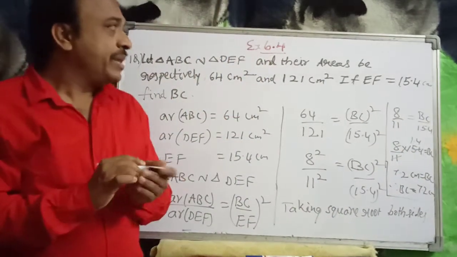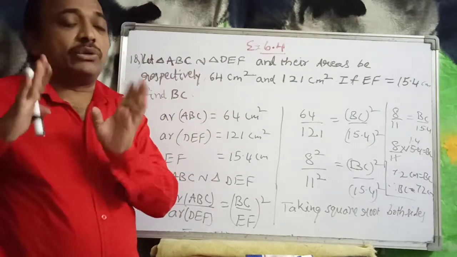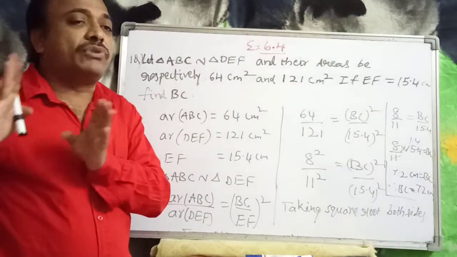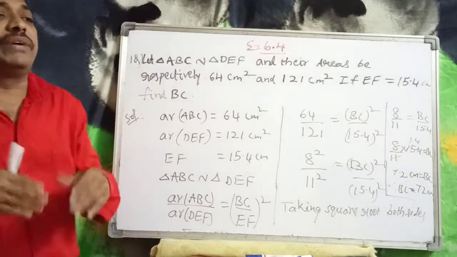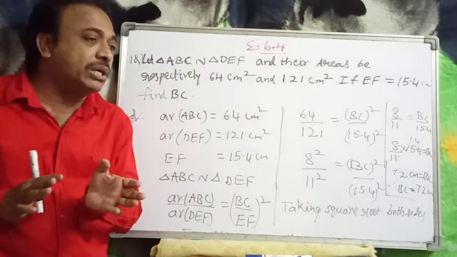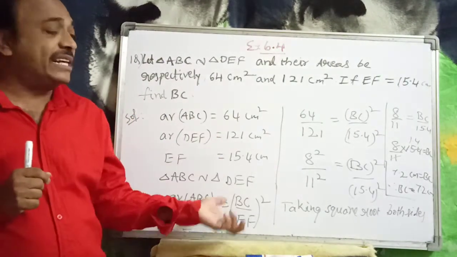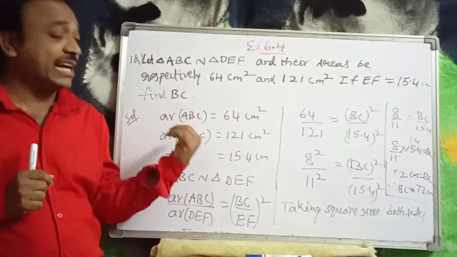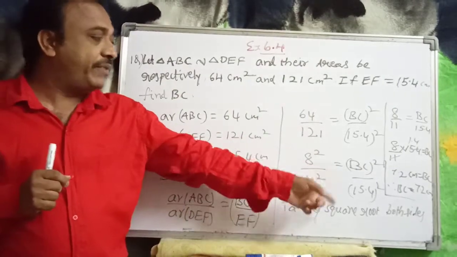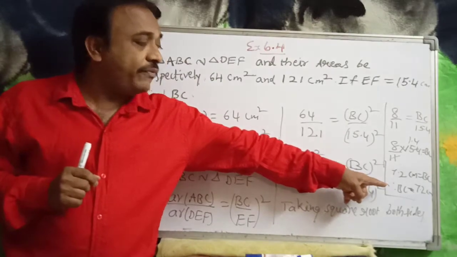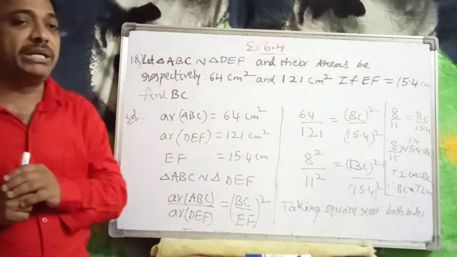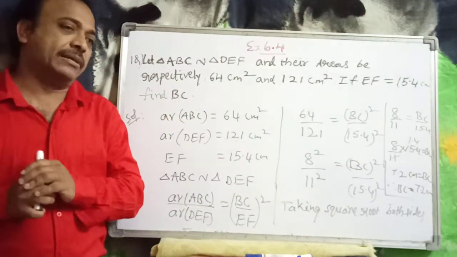We are applying areas of two similar triangles. The ratio of areas of two similar triangles will be equal to the square of their corresponding sides. Based on that, we took the corresponding sides which are in proportion, and we found the value of BC, which is equal to 7.2 centimeters.